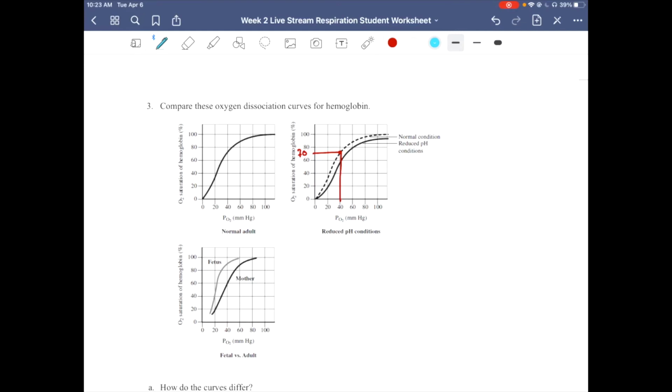But at 40, for the reduced pH conditions, we see right here it is at 60. So essentially what that's saying is there's only 60% of oxygen left on hemoglobin at 40 mmHg of oxygen when it's at reduced pH condition, but there's 70 under normal condition. So like we've been talking about before, this just shows how more oxygen is released at lower pH than it is at normal condition.